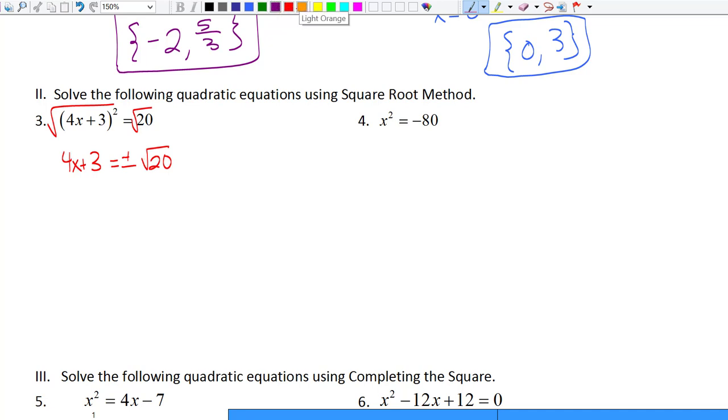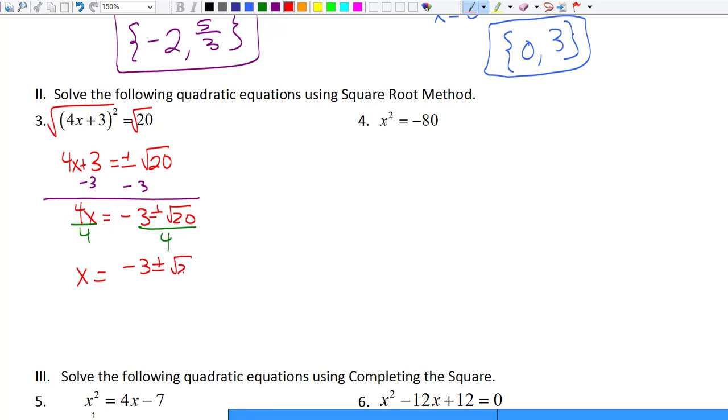Let's see. I can solve for x by subtracting 3. So that gets me 4x is equal to negative 3 plus or minus the square root of 20. And then I'm going to divide it all by 4. So I have x is equal to negative 3 plus or minus the square root of 20 over 4. Now, before I can finish this, the square root of 20 needs to be reduced. So it's 4 times 5, 2, 2, and 5. So that's negative 3 plus or minus. The 2 goes out of the radical. The 5 stays home over 4.